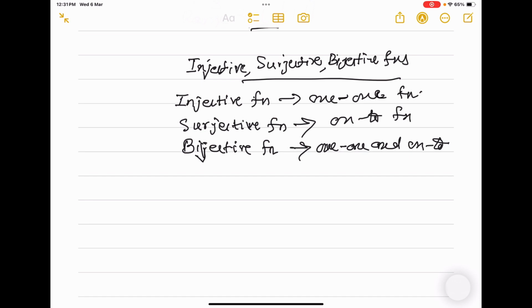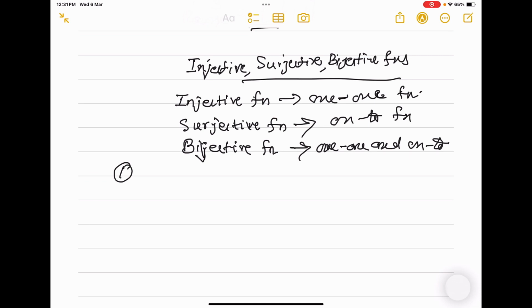In these cases, all students get some doubts, that is, how can we prove whether it is onto or not? I will clear this with one or two examples.